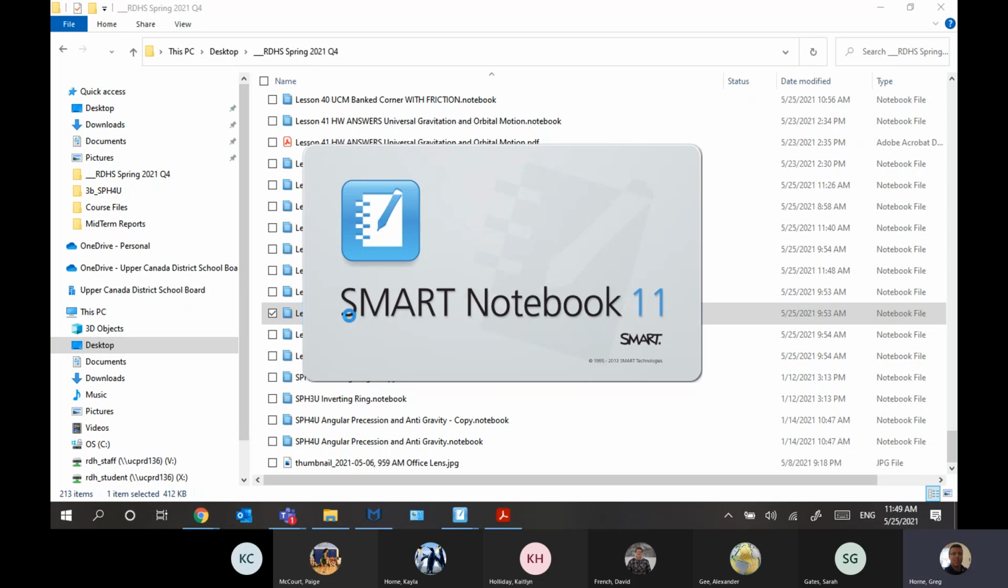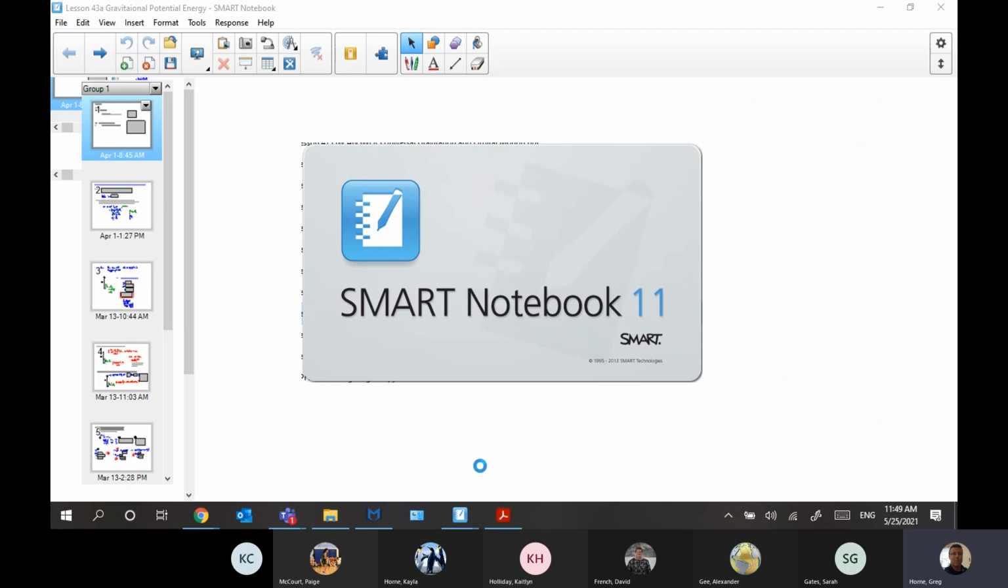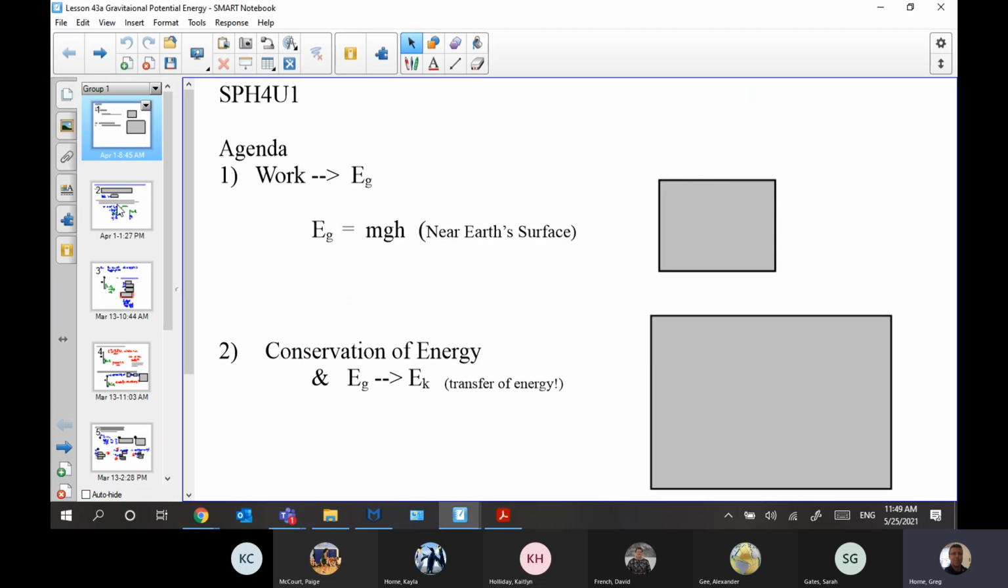So this is just Eg equals mg delta h. We've seen that in grade 11 as well. The work done by forces against gravity. So, gravitational potential energy equals mg delta h, or mgh if it's changed from 0. So this is near the Earth's surface.